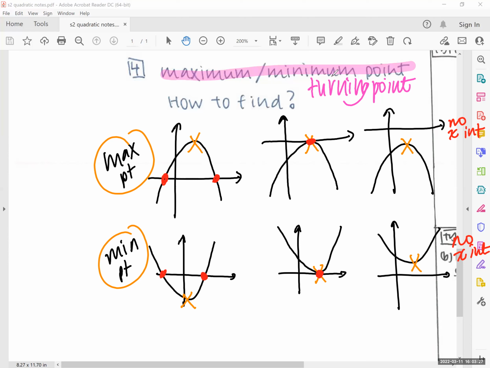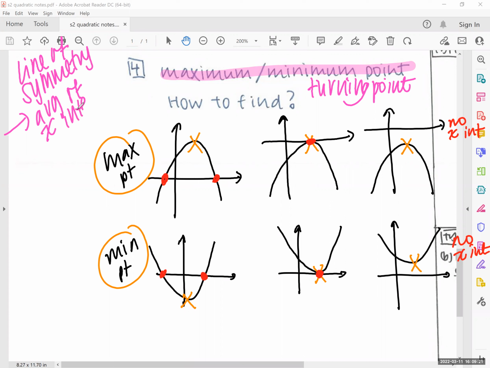Now, how to find the maximum and minimum point? Where do you think the maximum and minimum point always lie? Remember just now I taught you? What's the previous concept that I taught you guys, less than 5 minutes ago? So how to find the line of symmetry again? Find the average of x-intercept. So the line of symmetry is the average of x-intercept. That's what we learned just now.